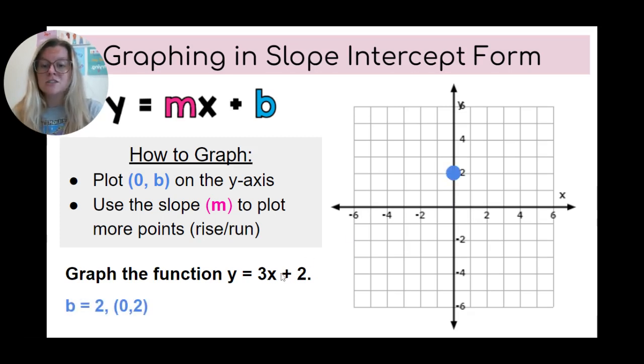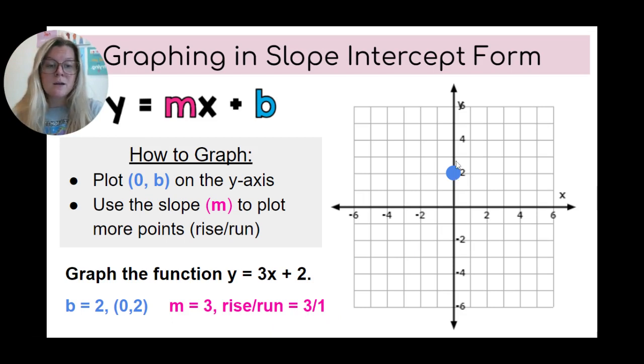Then I can use my slope, which is always in front of x. It is 3. 3 can be written as 3 over 1. So my rise over run is 3 over 1, meaning I'm going up 3 to the right 1. And then if I need more points down below, I can always do the opposite. So because it's a positive 3, I'm going to go down 3 and to the left 1 and put another point. Then I can connect my points. There is my line, and I'm done.